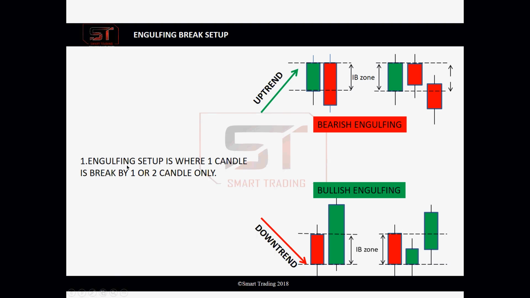Over here we have a downtrend. We have a sell candle over here, and right after that there is a big buy candle that broke the IB zone from the candle open to the candle close. That's the IB zone. So there's a big buy candle. This is 1 versus 1. This is what we call a bullish engulfing. This tells us that after this the market is going to go up. It's the same here as well. There is 1 versus 2 as an example.